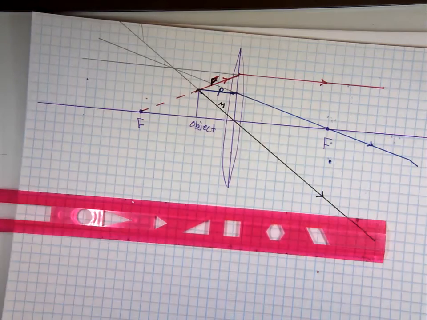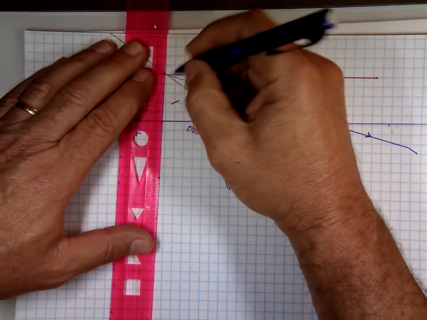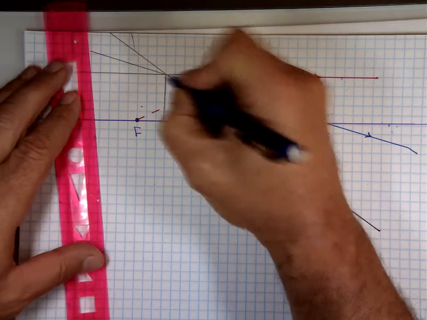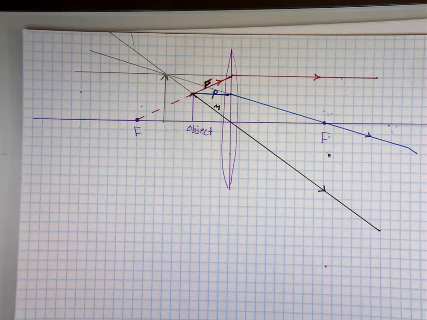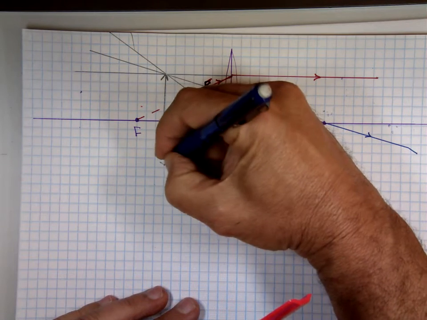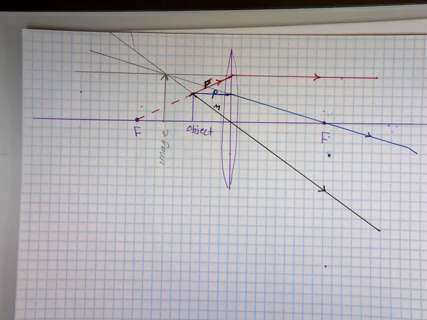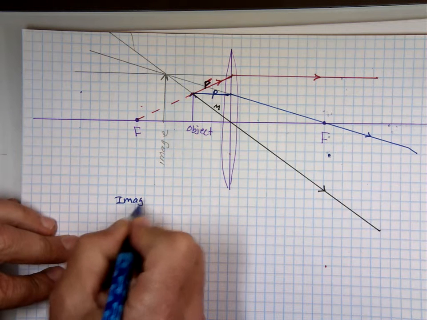And where do you notice the beam meets? All three of them, the same spot right here, right? Can you see it? So that's my image now. That's the image. And if I look at my image, what do I notice about it? The image here, characteristic, let's see what we have.